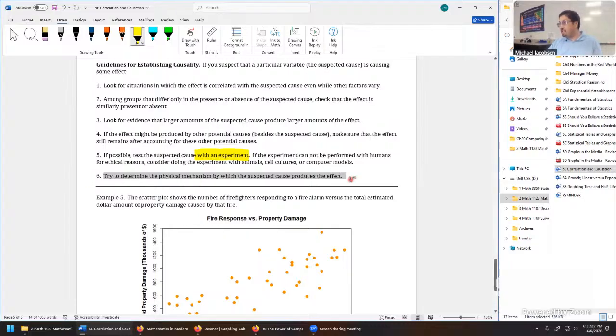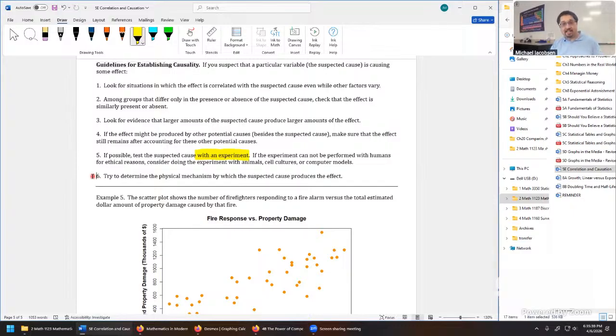Once they were able to establish this, it went well beyond statistics. That was cell biology, but they established cause and effect between the two variables. So if you can't do an experiment, you have to show exactly how the cause and effect works.